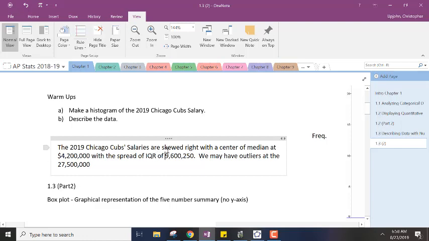IQR is 1 and 27 million. Kind of hope that's an outlier, because if not, baseball players get paid way too much money, which they do anyways. But we talked about shape, outliers, center, spread. Notice I labeled the center and the spread, which ones we were actually using. We were using median and IQR.